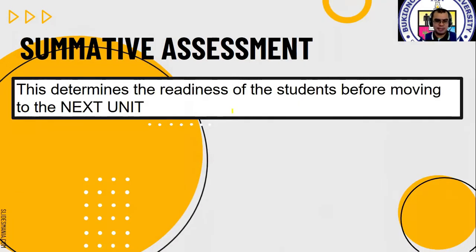Summative assessment determines the readiness of the students before moving to the next unit. Now, if you have noticed, at the end of every chapter, at the end of every unit, there must be a chapter exam or a unit exam to check if they have mastered the contents of that particular topic or unit, which are probably necessary for the next unit.